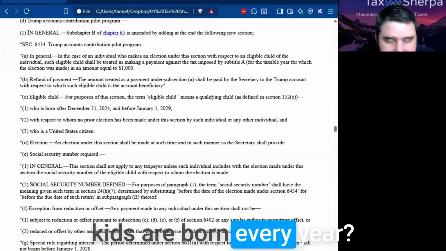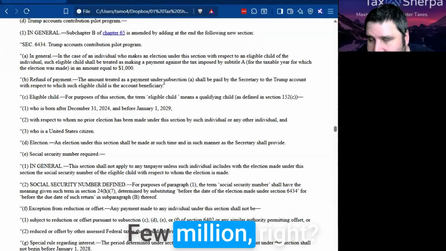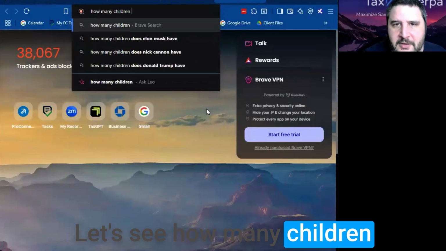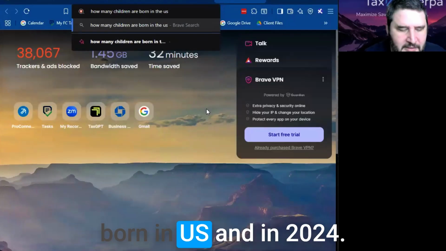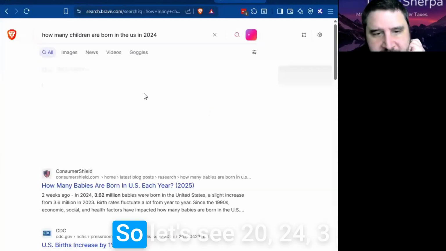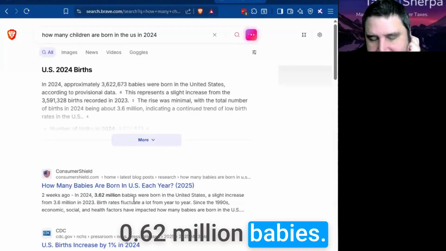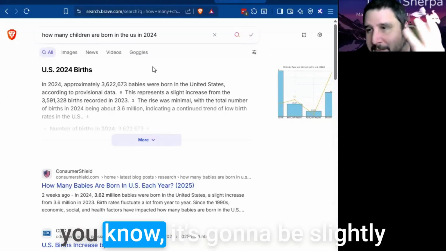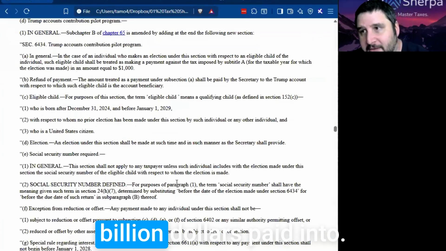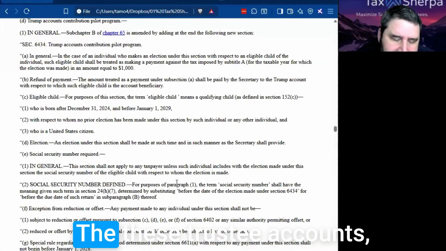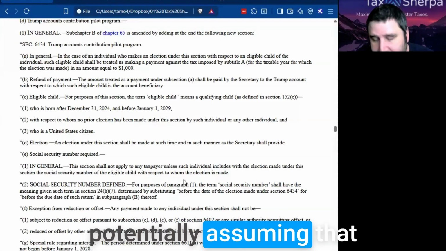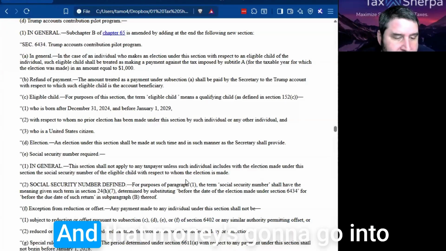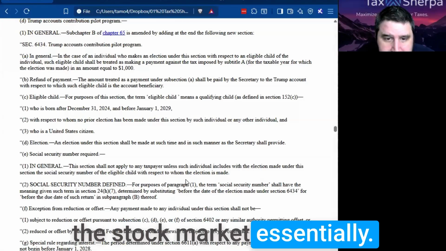And how many kids are born every year? I don't know. A few million, right? In fact, let's take a look. Let's see. How many children born in the US in 2024? So let's see, 2024, 3.62 million babies. Okay. So that's going to mean that the government's going to kick in $3.62 billion. And it's going to be slightly different every year, right? But $3.5 billion paid into these trustee accounts, potentially, assuming that people make the election. I don't see why you wouldn't. And that money's going to go into the stock market, essentially.